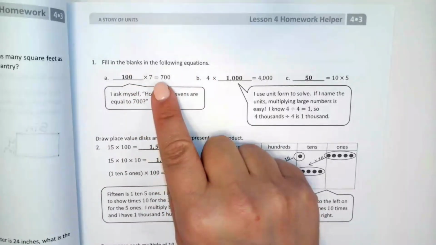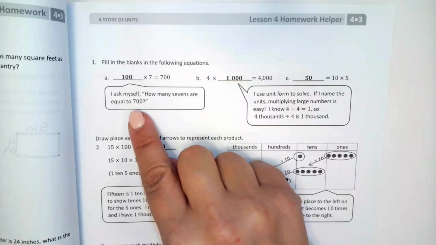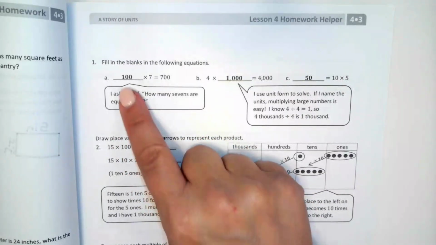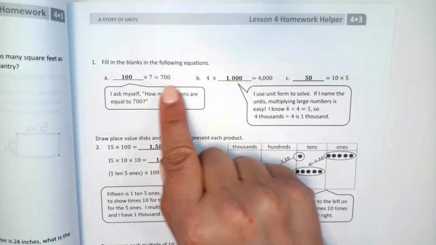Blank times 7 equals 700. I asked myself, how many 7s are equal to 700? It would be 100 7s. So 100 times 7 equals 700.